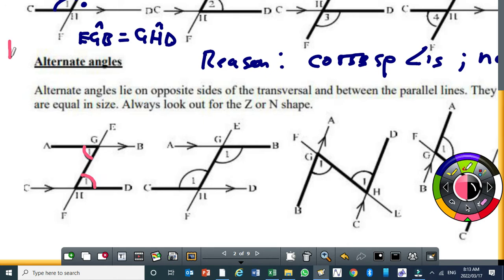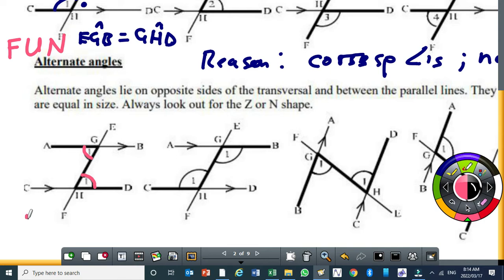So, yesterday I spoke about the F, now I've spoken about the N. The F is for corresponding, the N is for alternate angles. Now I need to move on to co-interior angles. But always remember that alternate angles are equal.